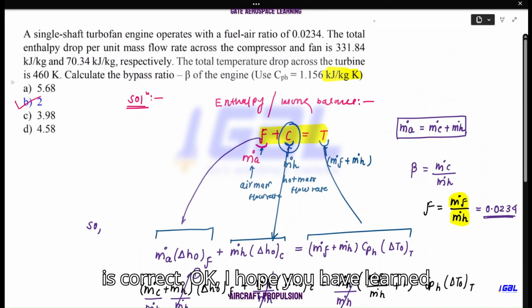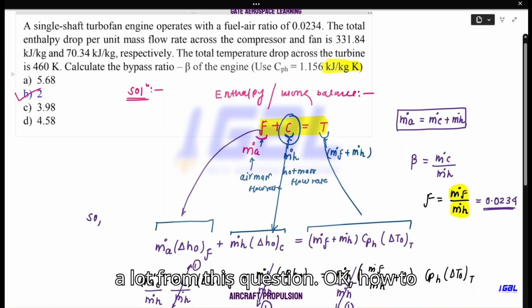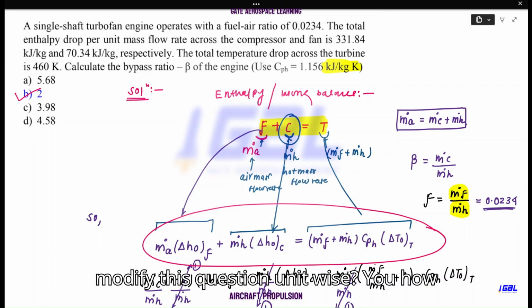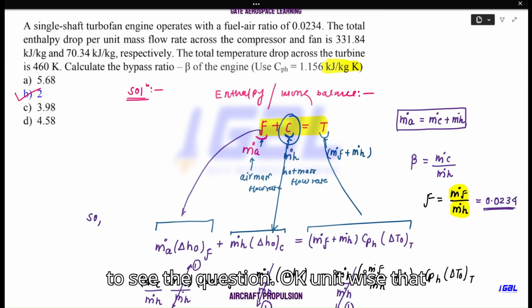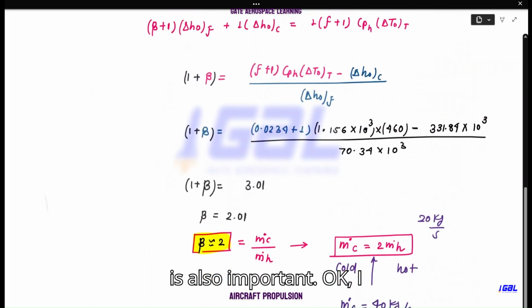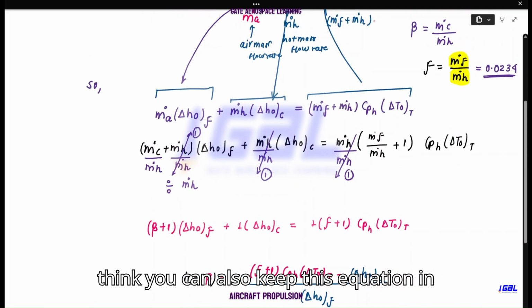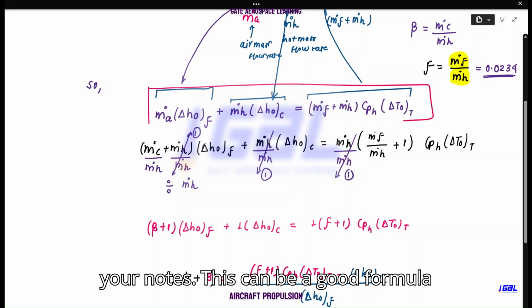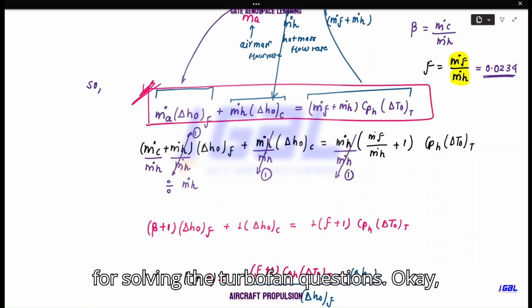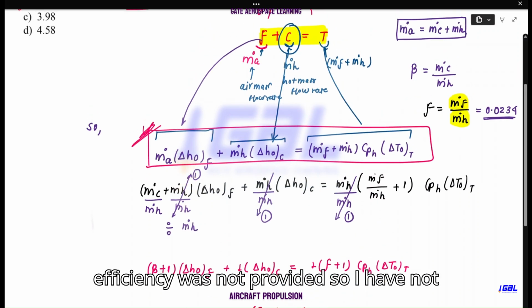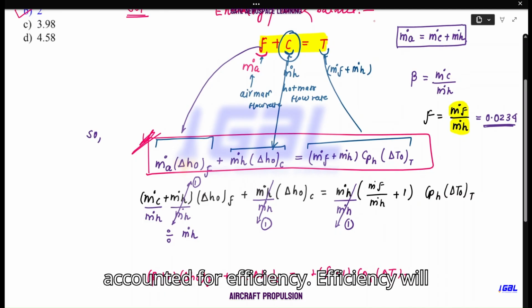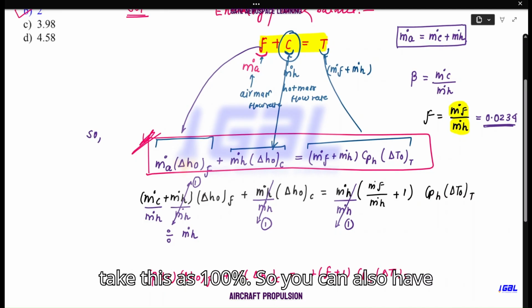So option B is correct. I hope you have learned a lot from this question: how to modify this question unit-wise, how to see the question. Unit-wise, that is also important. I think you can also keep this equation in your notes. This can be a good formula for solving turbofan questions. Efficiency was not provided, so I have not accounted for efficiency. We will take this as 100%.